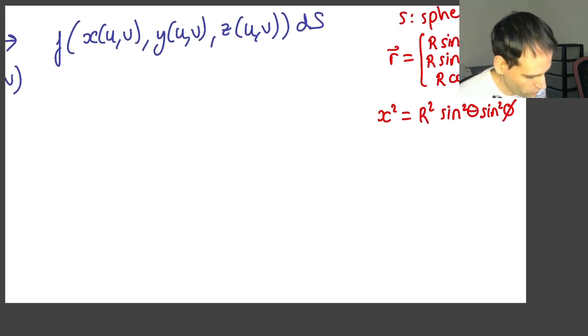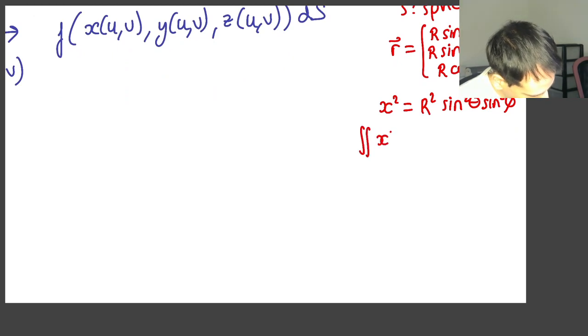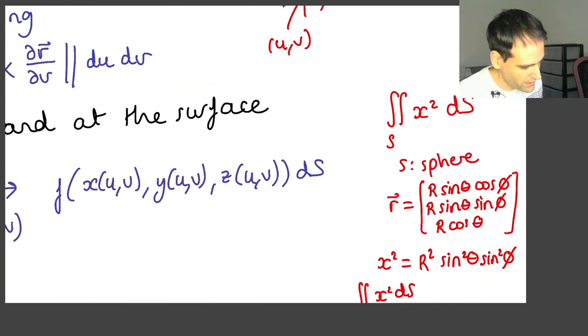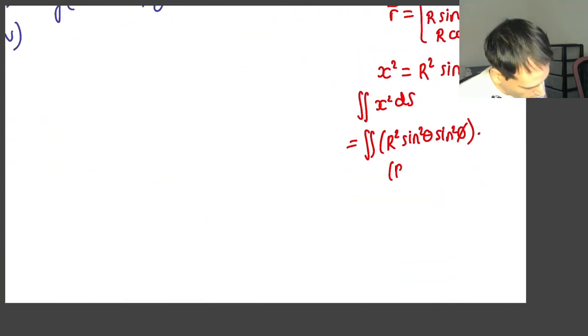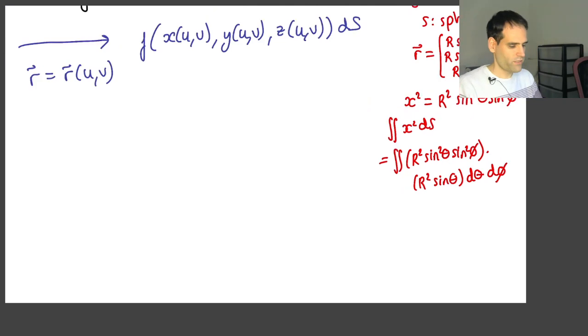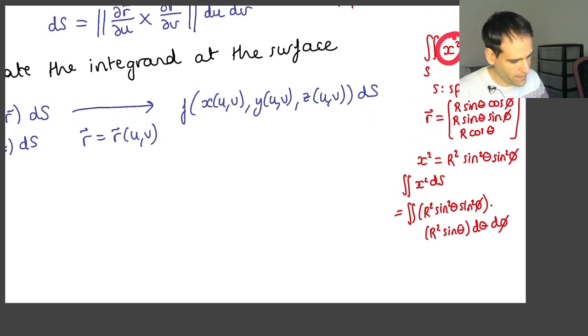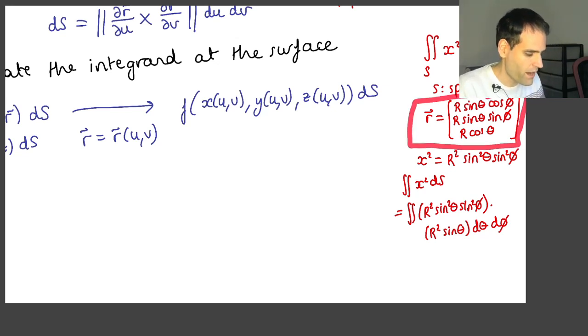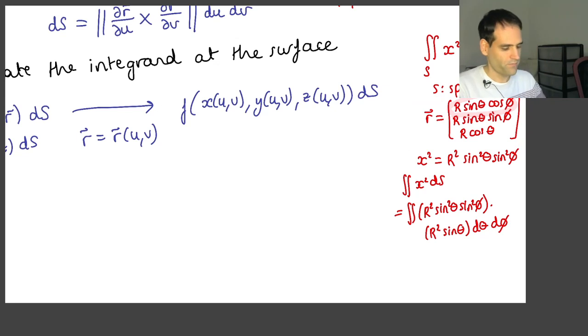Times ds. So you will have to do the double integral of x squared ds. That will be the double integral of this thing times ds, which is r squared sine theta times r squared sine theta d theta d phi. Okay, so we evaluated the integrand x squared in the surface by looking at the parameterization vector r and substituting x. Okay, if the equation had x squared plus y squared, then you have to do this squared plus this squared, and so on.